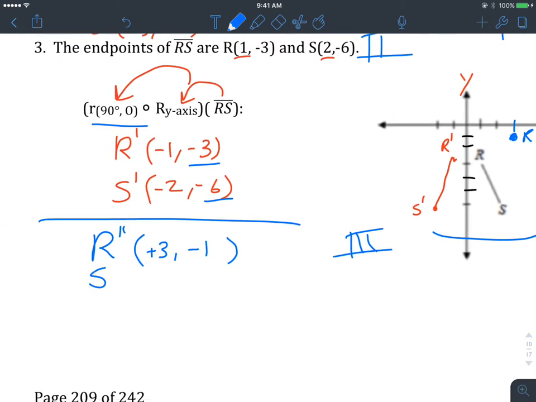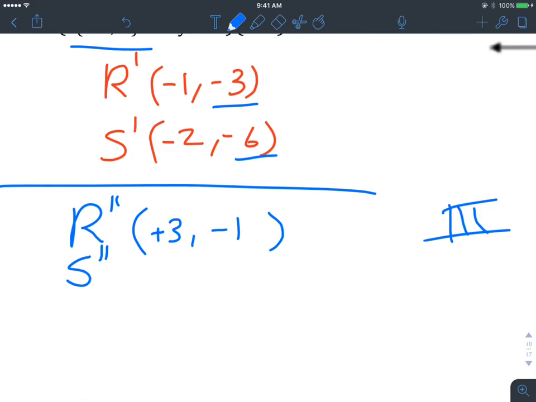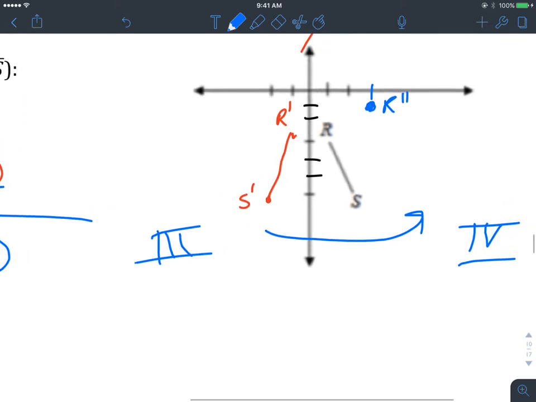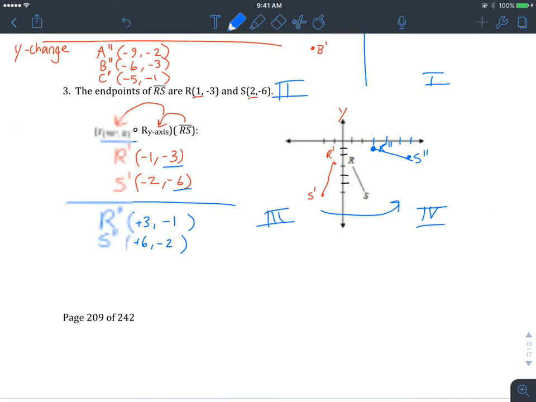That looks good there. S double prime, once again, the rule for this is switch the order and then change the original y sign. So I'm going to switch the order -2 or -6, -2, but then switch the original y sign. So I'm going to change that to 6 and then -2. And then if you wanted to plot that, it'd be kind of down here, I guess. And there's your segment right there. So that is composition of transformations right there.